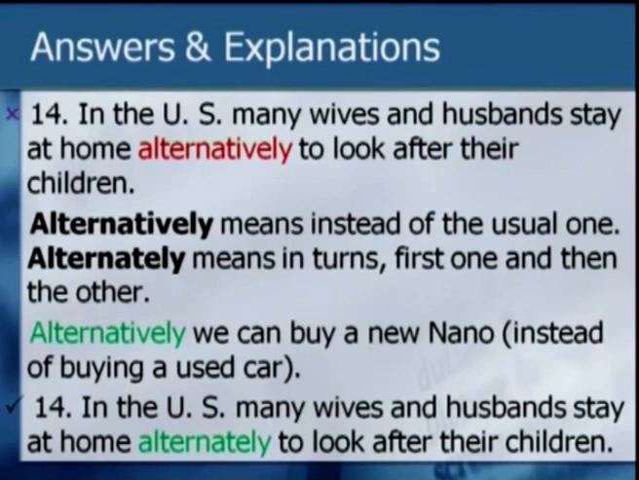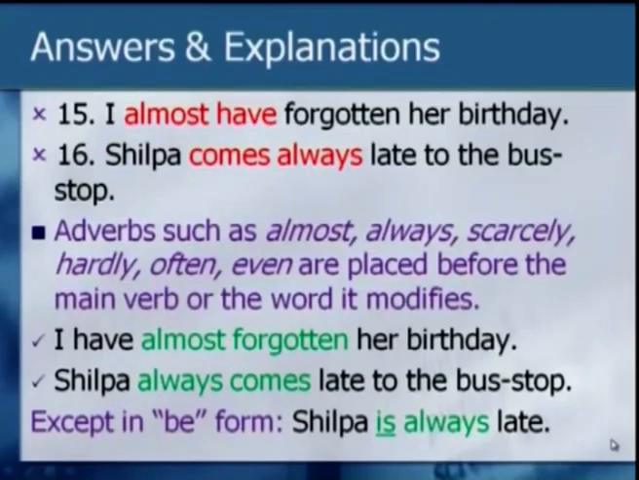Alternately to look after their children, it means when the husband is taking his turn, the wife goes to the office, and vice versa. That is, when the wife is taking her turn to take care of the children, the husband goes to the office, unlike in India. Now look at the remaining ones. Question number 15, again it is a very wrong statement, and it is a common error committed there with regard to the use of the word almost or the position in which you keep the word almost.